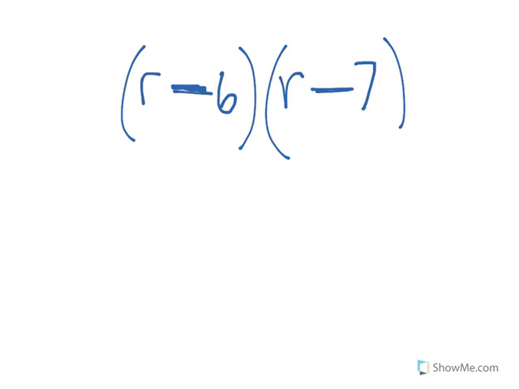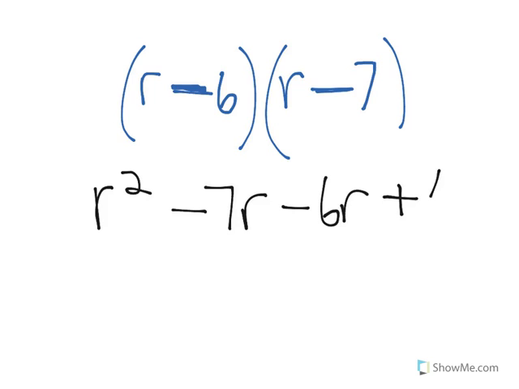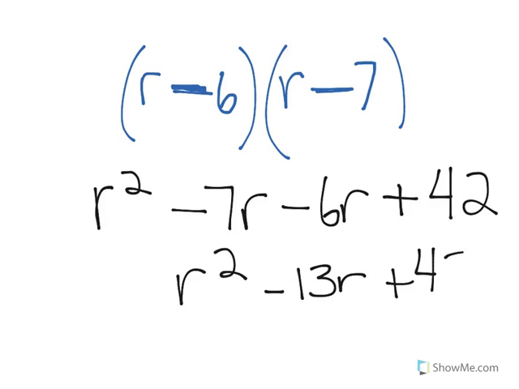If we go back and check our work by using FOIL, our first term, r times r, is r squared. Outer, r times negative 7 is minus 7r. Our inner product is negative 6r. And our last, negative 6 times negative 7, is a positive 42. And so we get r squared minus 13r plus 42. So it checks, and we factored our trinomial correctly.